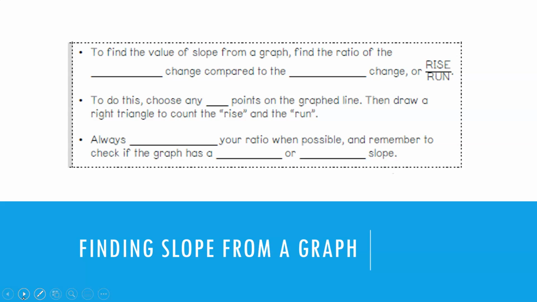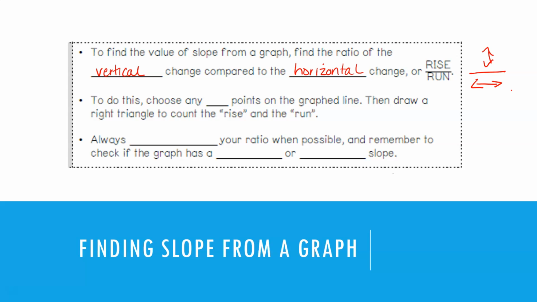Let's talk about finding a slope from a graph. So to find the value of a slope from a graph, find the ratio of the vertical, or up and down change, compared to the horizontal, or side to side change. And you've seen me do this before. We're going to start calling this the rise and this the run. So up and down over side to side.